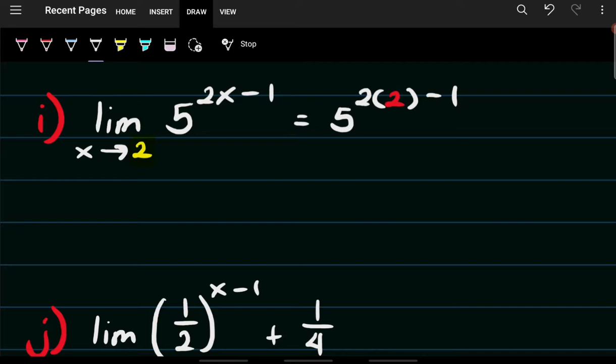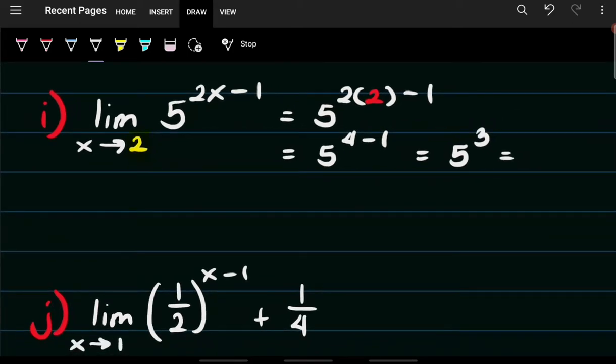So let's simplify the exponent. 5 raised to 2 times 2 is 4, and then copy the remaining term minus 1. 4 minus 1 is 3, so we have 5 raised to 3. Let's simplify. 5 raised to 3 is equal to 5 times 5 times 5. So the answer is 125. This is our final answer. So that's the limit of 5 raised to 2x minus 1 as x approaches positive 2.